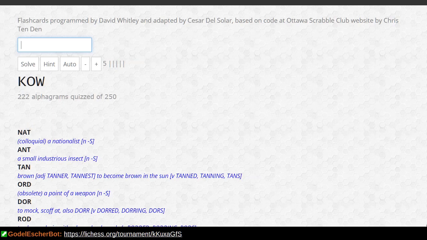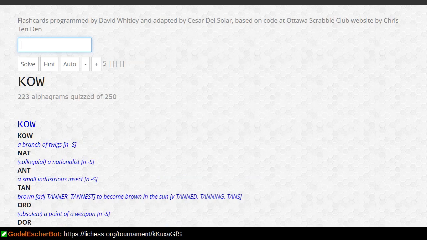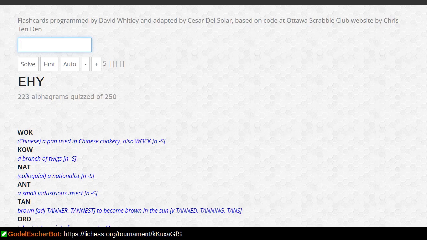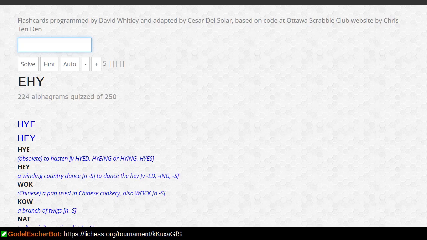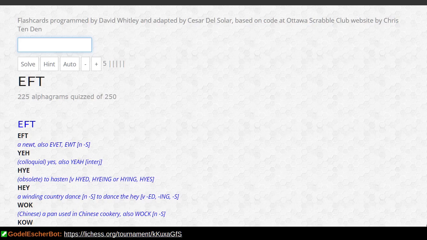We know cow. Branch of twigs. Wok is a pan. We all know hay. Guess high is valid. To hasten. Is it YEH? Another word to say yes. Eft, I think, is valid. It's a newt.